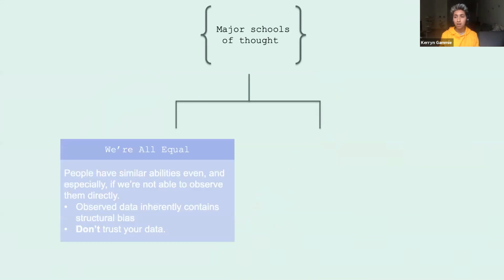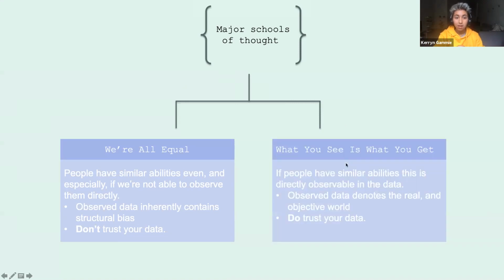The one says we're all equal. The assumption there is that everyone in a group or a population has similar abilities, especially if we're not able to observe them directly. So if there's a task and there are people within that population that aren't performing at the same level, it has to be as a result of structural bias, in which case you can't trust your observed data, or just the data that you have. So that's the one view.